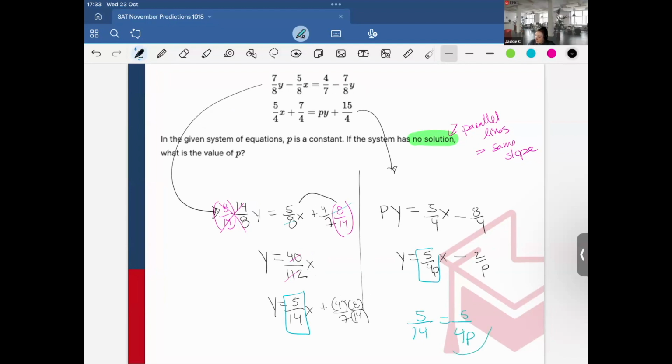And then this would be 20p is equal to 70. So p is equal to 7/2 or 3.5. And that's the answer. How amazing. So just be sure that you feel really confident with these problems on the exam. Remember, they're on almost every SAT exam. So know them, love them, and know what to do when you see them on the exam.